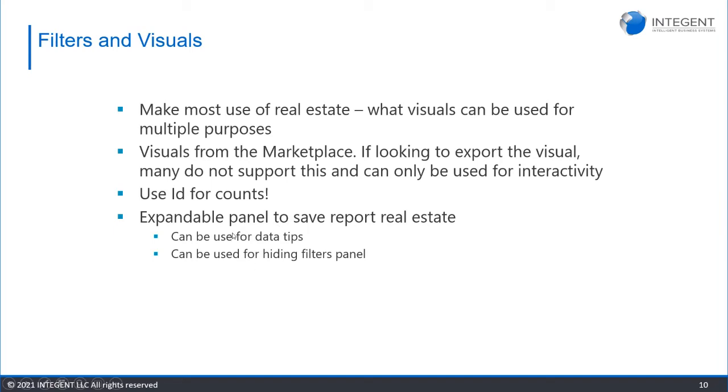I like to use bookmarks in my reports to expand and collapse certain pieces of information, again, to save my report real estate. I don't need to have a bunch of visual filters at the top or slicers at the top or use the filters panel. I have a bookmark, and I'll show that to you, where I can expand it and see different selections, different options, and then I can collapse it to view then the actual data of the report that I'm looking for. So using it for that filters panel, and then also using it for data tips.